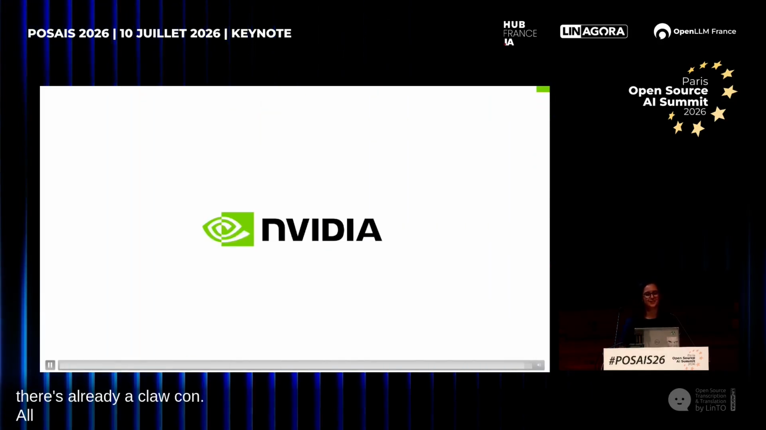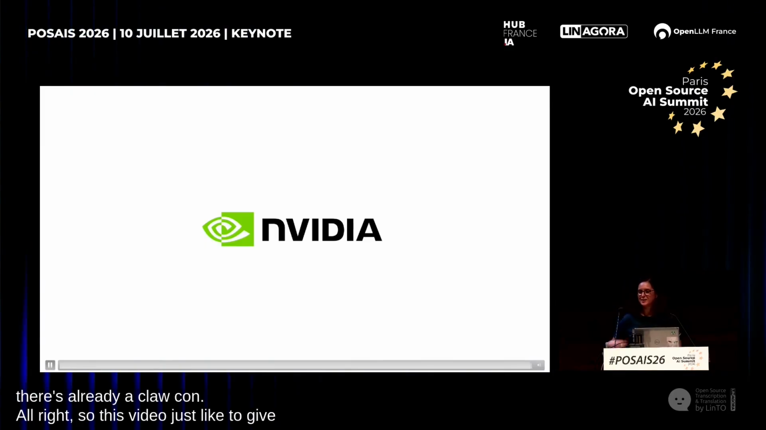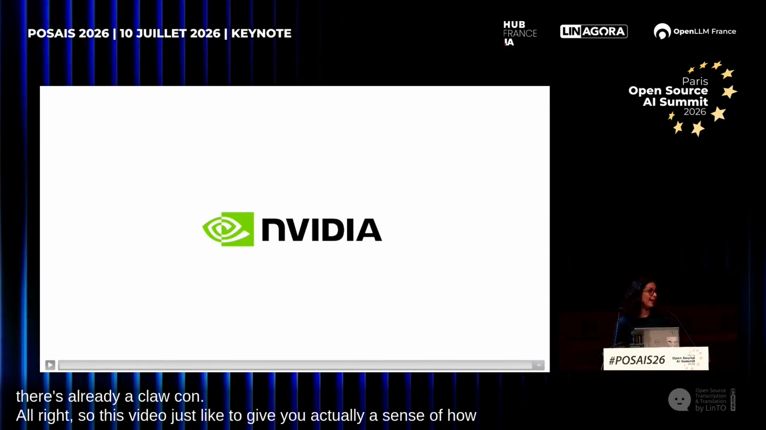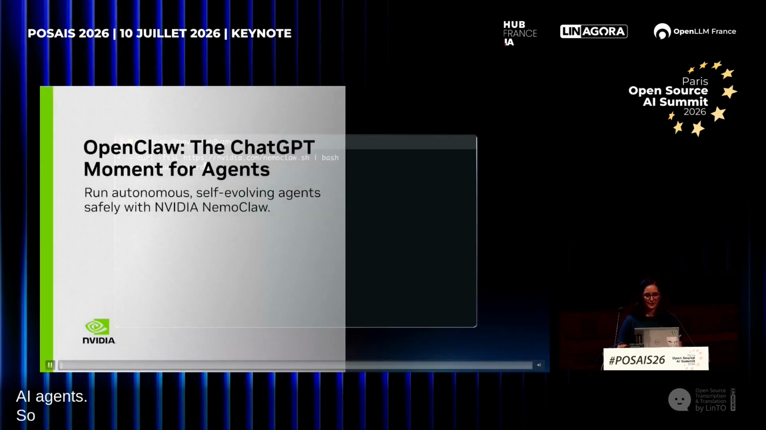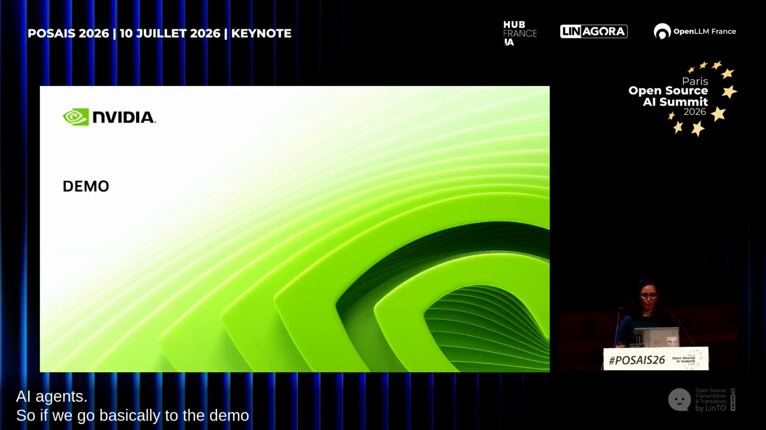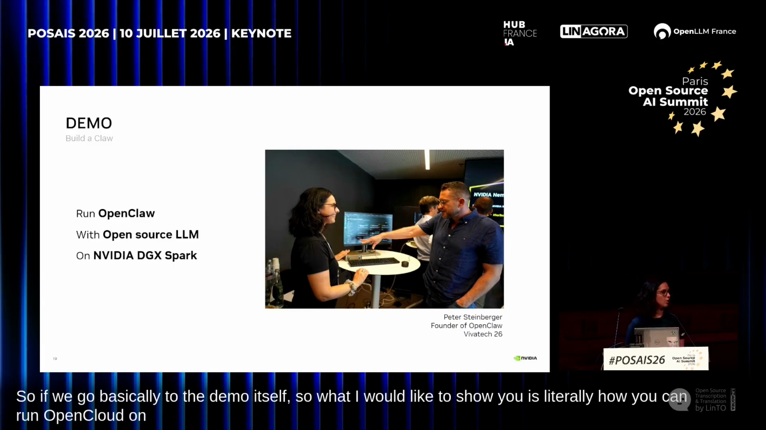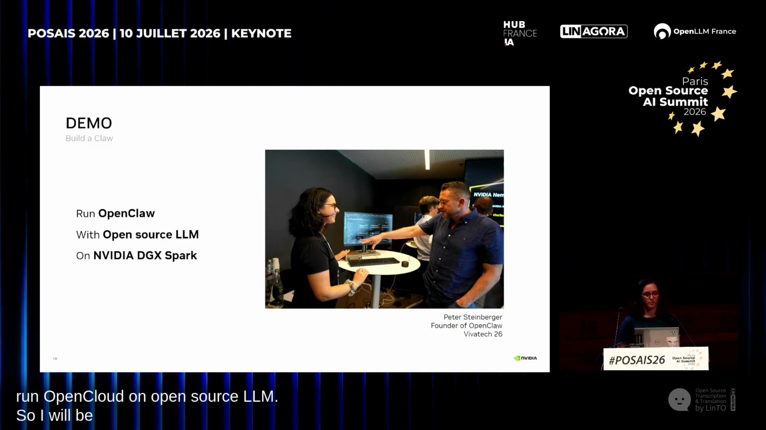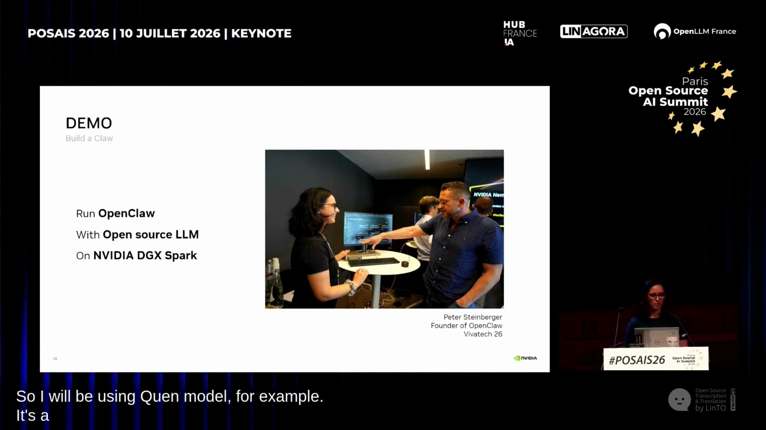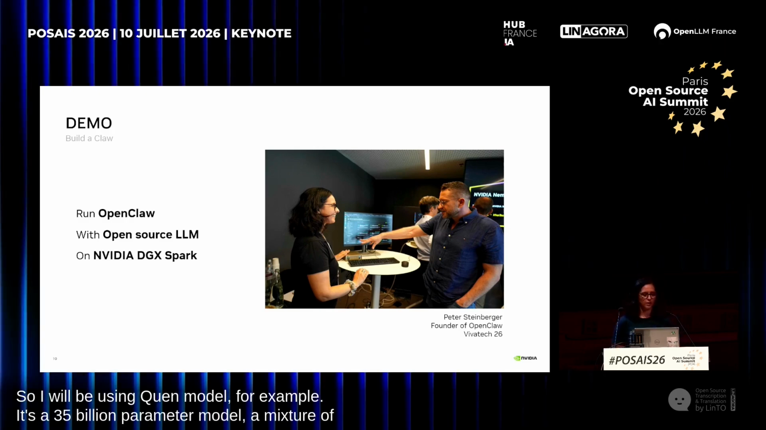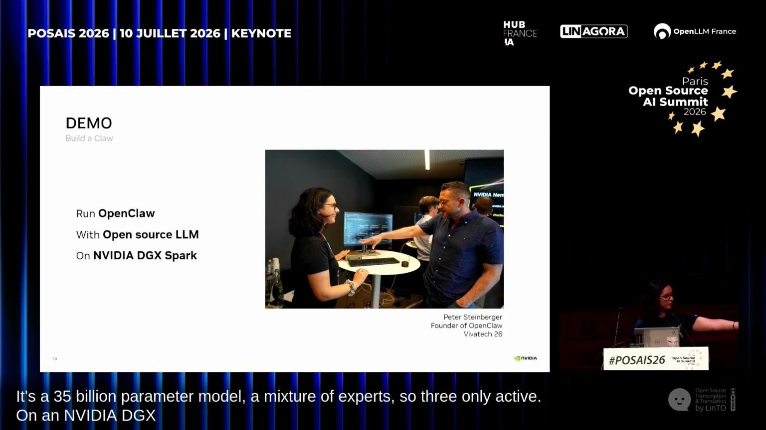All right, so this video was just to give you a sense of how popular that library was to build AI agents. So if we go to the demo itself, what I would like to show you is how you can run OpenClaw on an open source LLM. I will be using a Qwen model, for example. It's a 35 billion parameter model, a mixture of experts, with 3 billion active, on an NVIDIA DGX Spark. So you have one here.